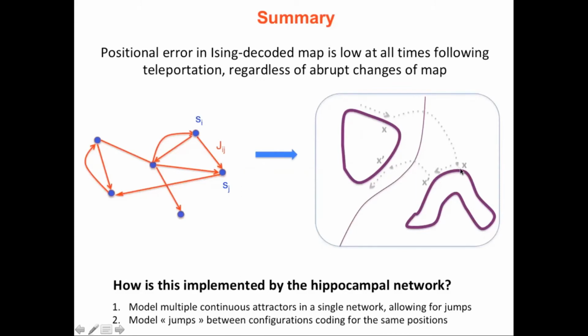So we need two things here if we want to model this observed behavior. First, we need a model which is able to jump from one continuous attractor to another one. And that we have already done yesterday.